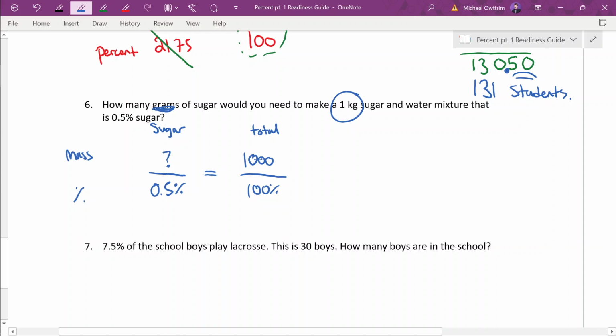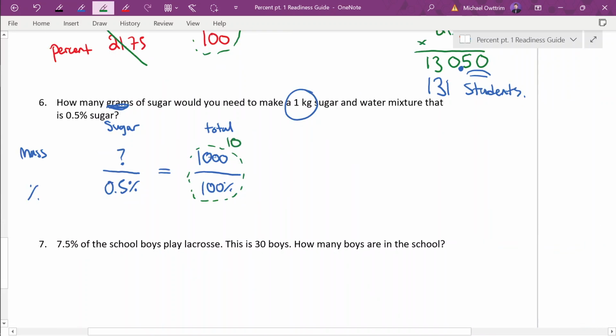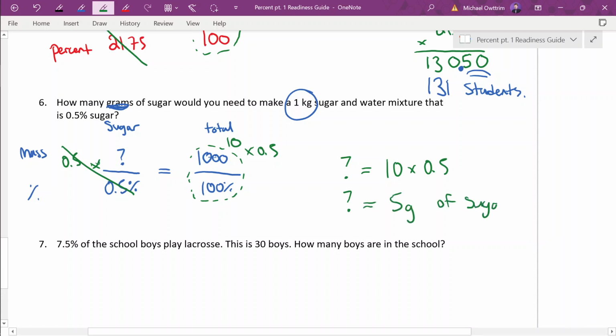Okay, let's go ahead and solve this out. Again, I'm going to simplify this fraction just to make my life a bit easier. 1,000 divided by 100 is 10, so there's a 10 on the top. And we just need to multiply both sides by that 0.5. Let's do that. On the left side, our 0.5s cancel out. We have question mark equals 10 times 0.5, and that is just 5. And let's just make it clear that that would be 5 grams of sugar.